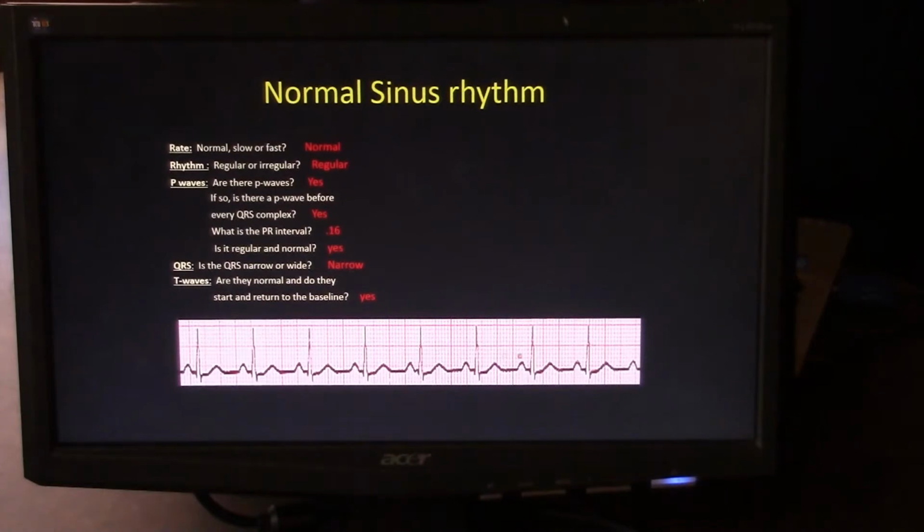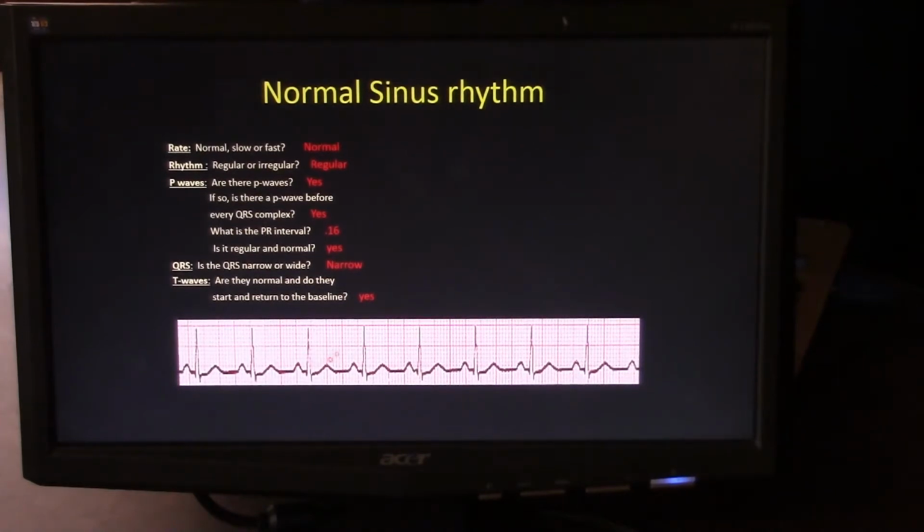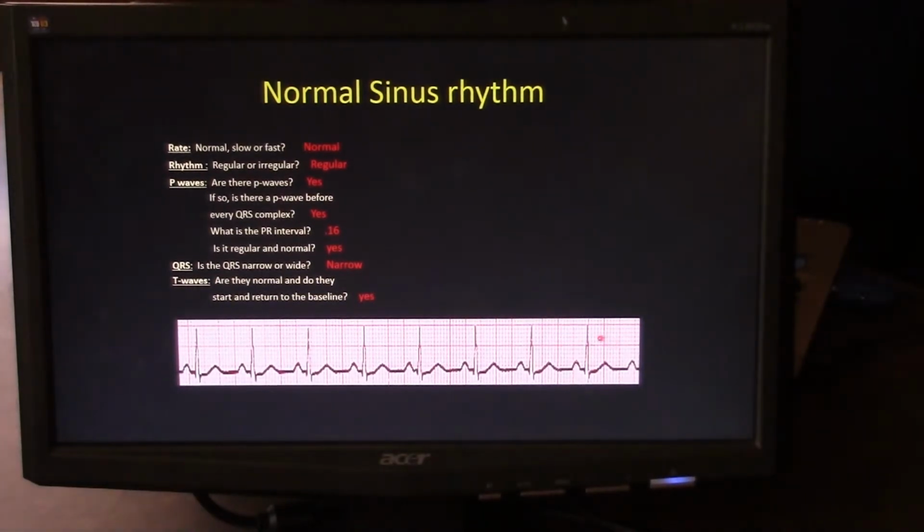In this case, we have a heart rate of 80, so that's normal. Is it regular or irregular? If you took a pair of calipers, or you had a piece of paper and you put it underneath the first three or four QRS complexes, and you drew a line on the top of each on your piece of paper, and then you marched it down, you would find that these QRS complexes are equally distant from one another. Therefore, it's regular.